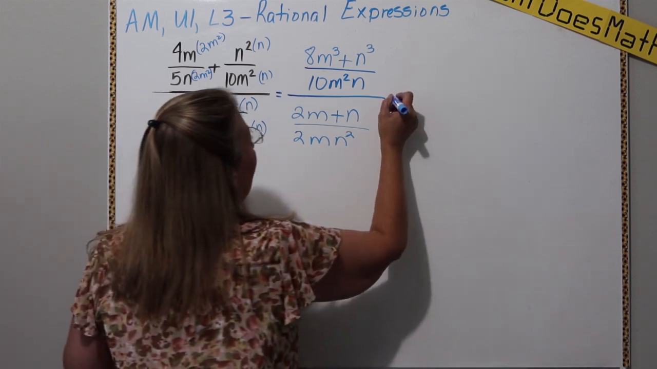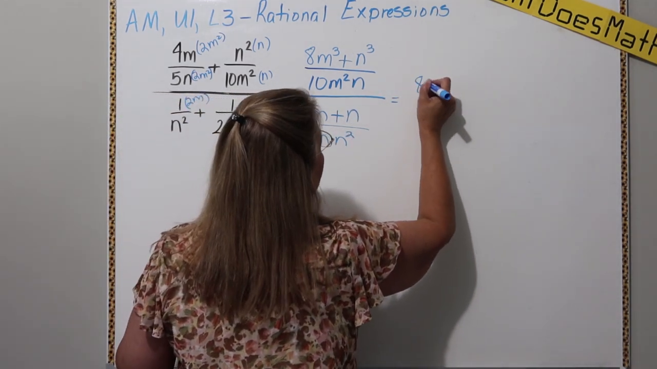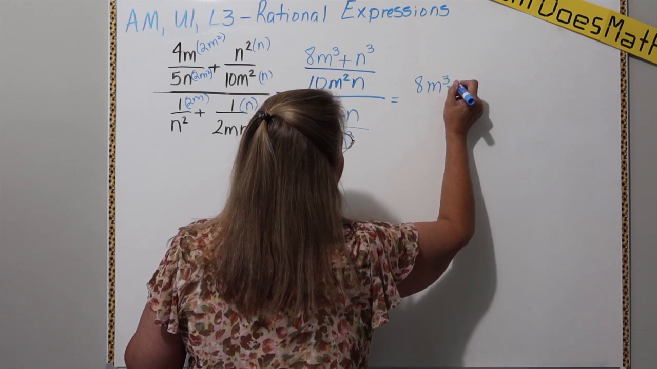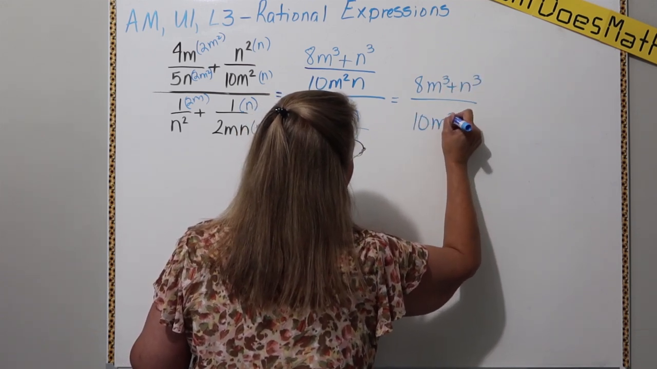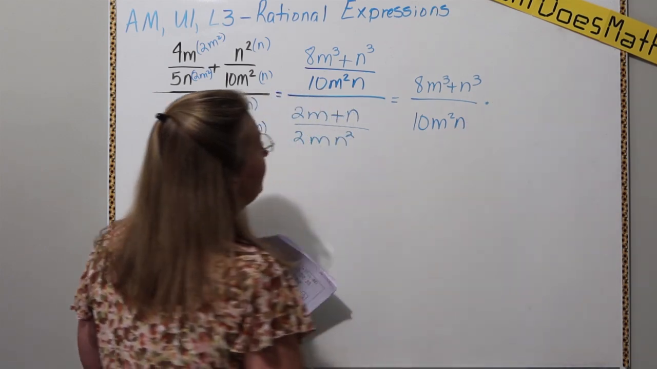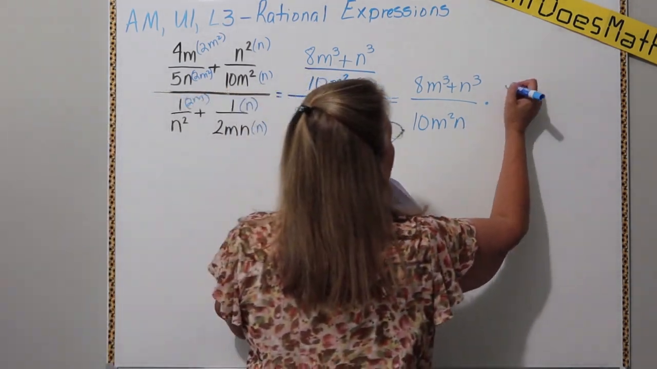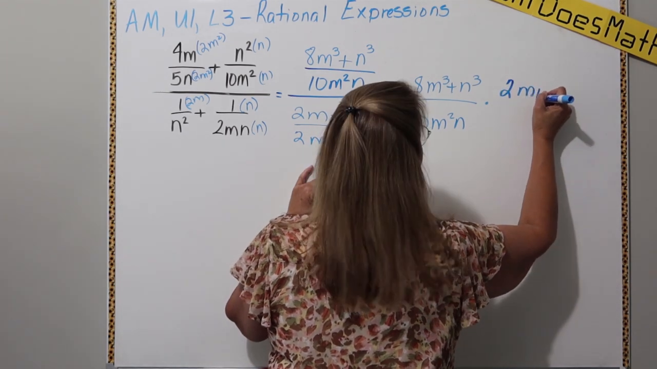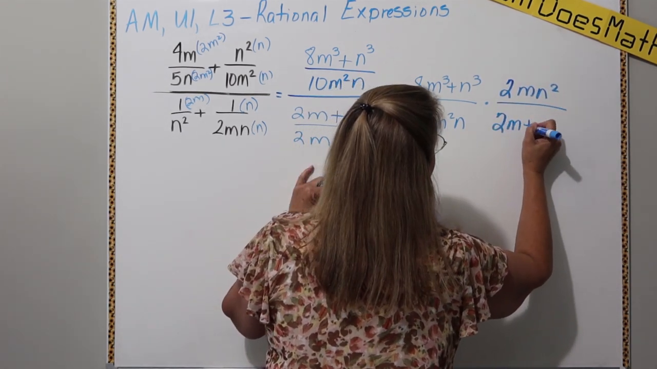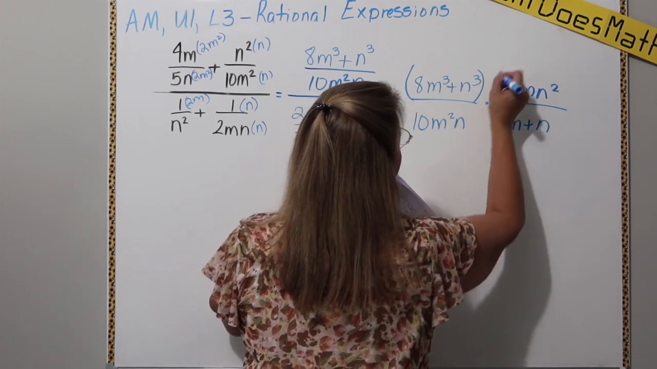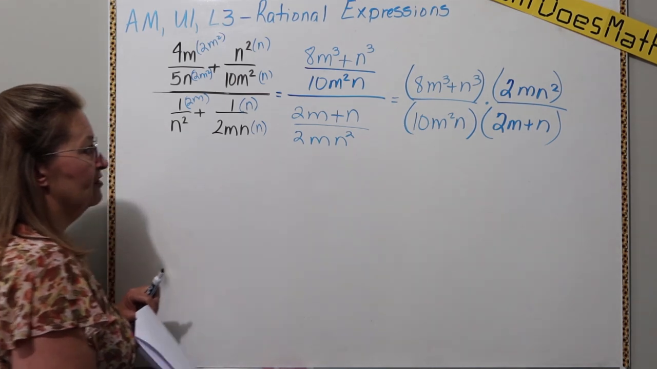Okay? Now, all we're going to do here is keep, change, flip. We are going to keep this just like it is. We're going to change division to multiplication, and we're going to flip this. So we're going to put 2m n squared on top, and the 2m plus n on the bottom. All right, since these are multiplied, all these things are factors.